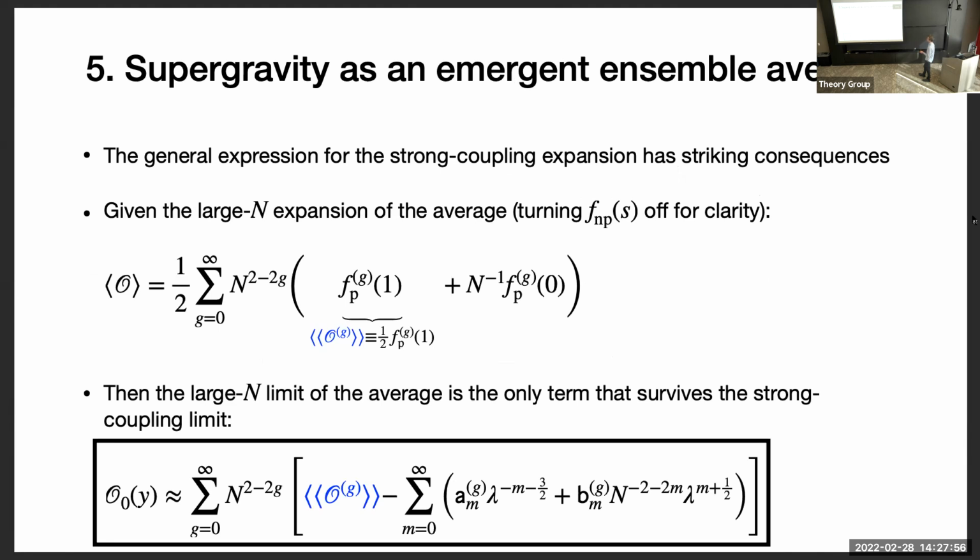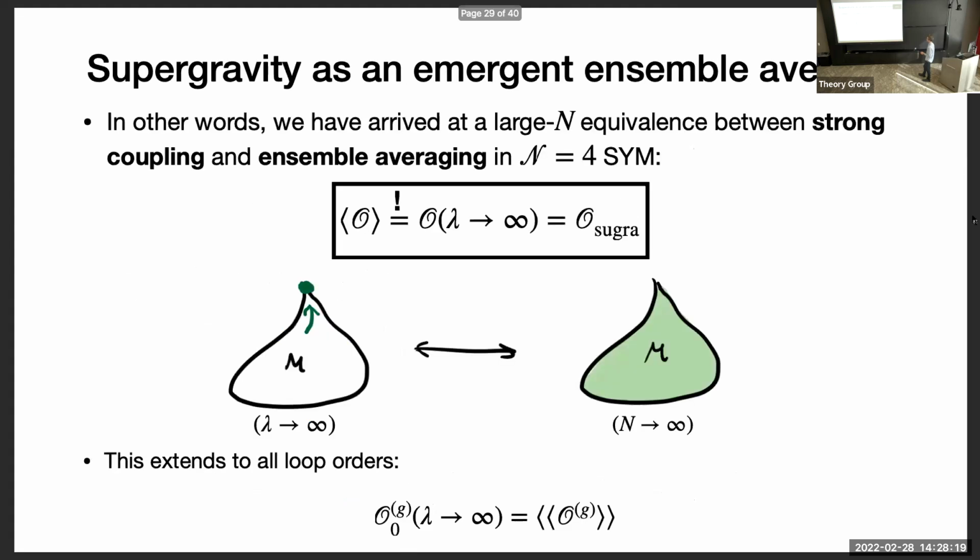So what is the point? The point is that in the large n limit, the large n limit of the average, which I denote with these double angle brackets, is the only term that survives in the strong coupling limit, because everything else is suppressed either by powers of 1 over lambda, or by further powers of 1 over n squared. And this has rather striking holographic consequences.